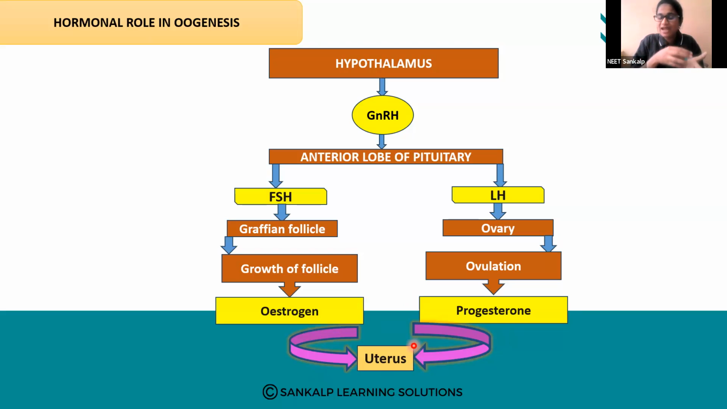If fusion of gametes occurs and implantation occurs, that implanted zygote should get all the nutrients, all the nourishment. For that, the uterine lining will become thick with blood vessels as well as nutrients. This will be done by these hormones, that is estrogen and progesterone. So this is regarding the hormonal role in oogenesis. I hope this is clear.